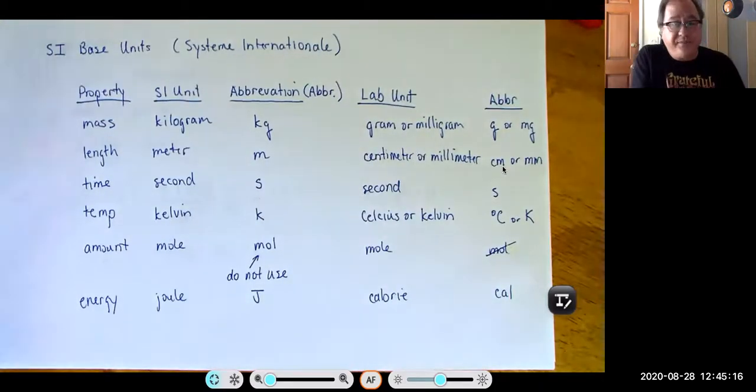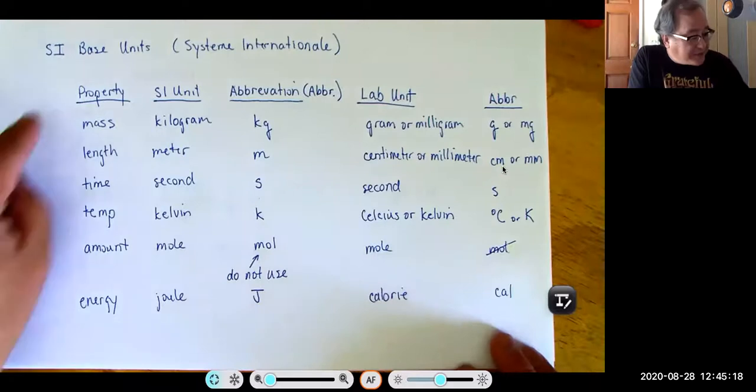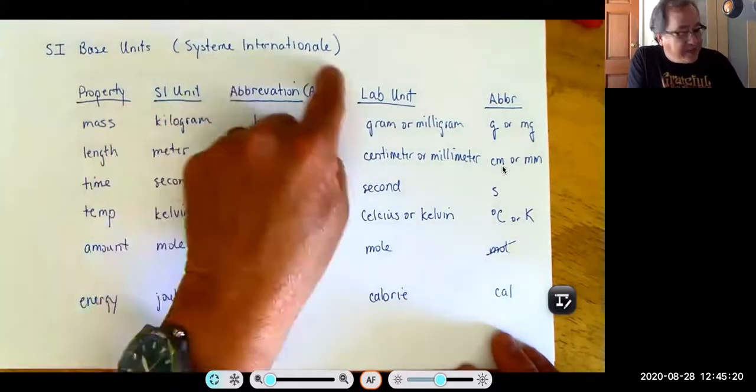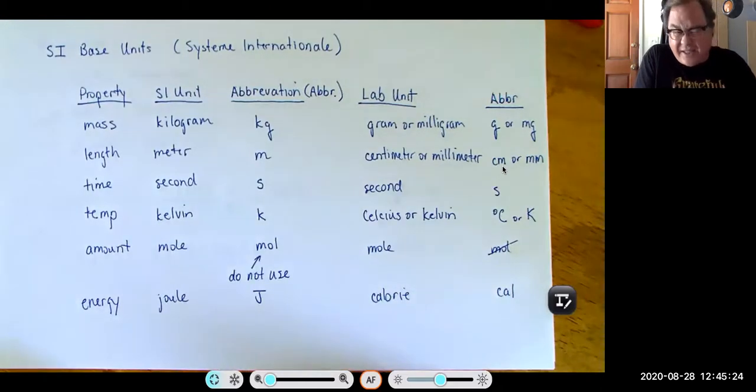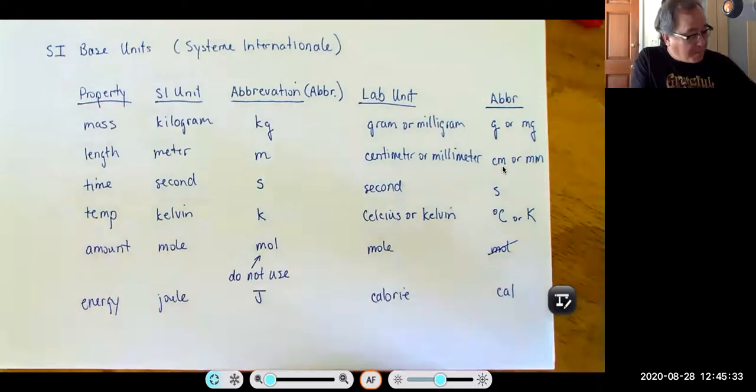SI base units. SI stands for Système International. This is my attempt at writing out how it's spelled, because I think it's French, but I probably failed miserably. That not mattering a whole lot, let's take a look at some different properties.